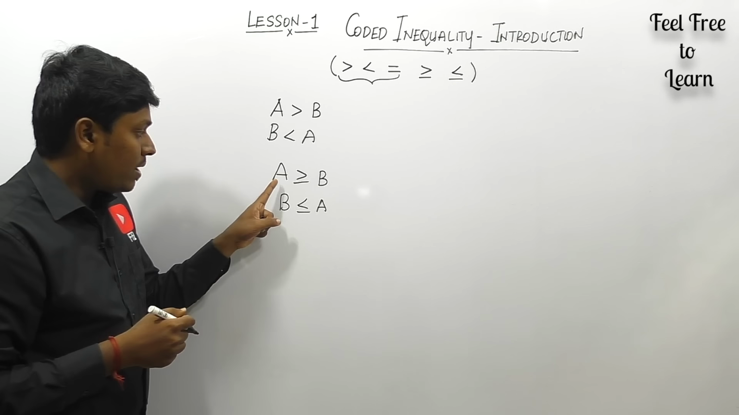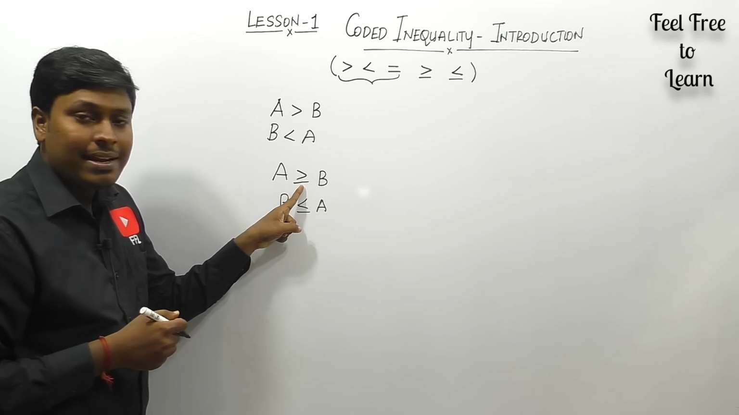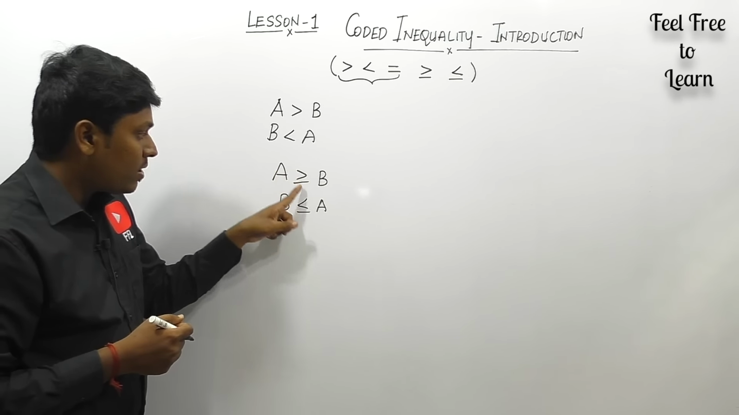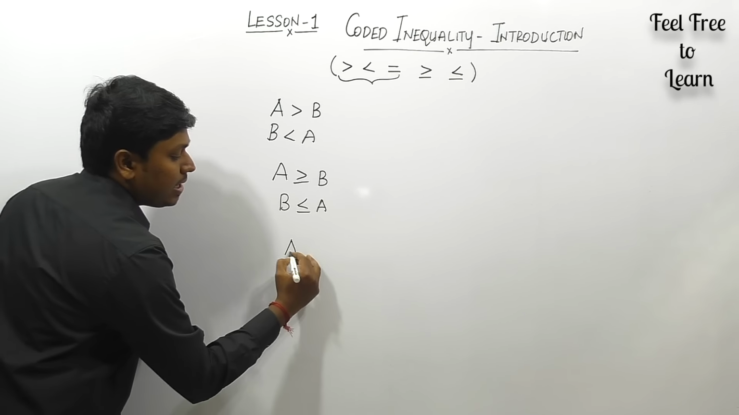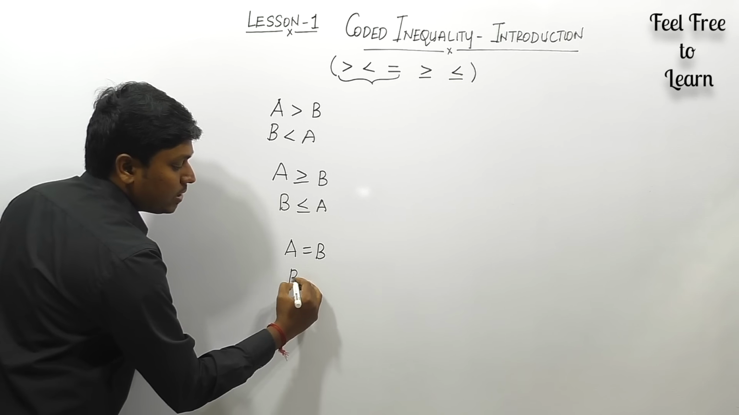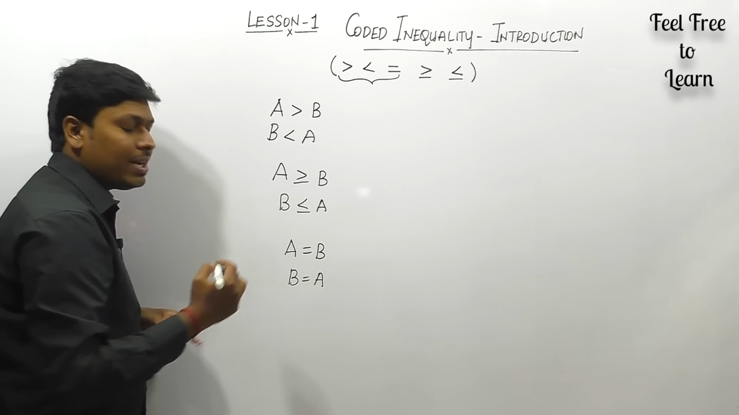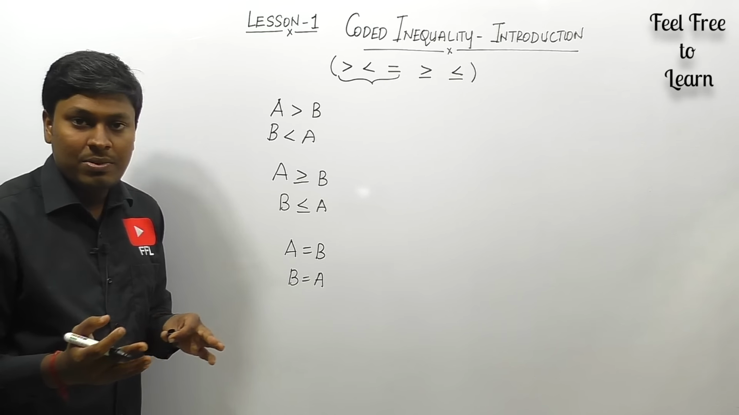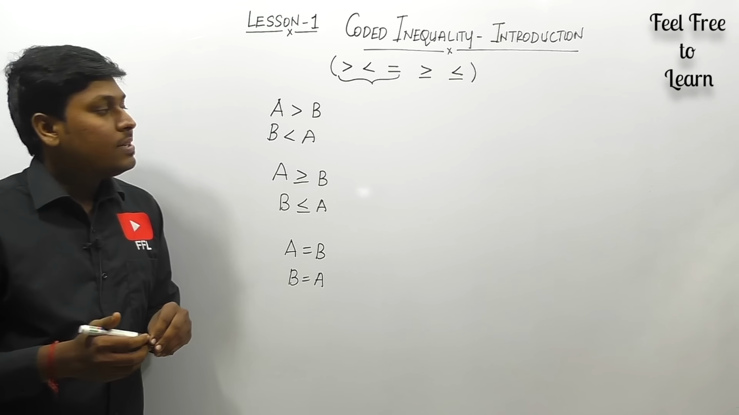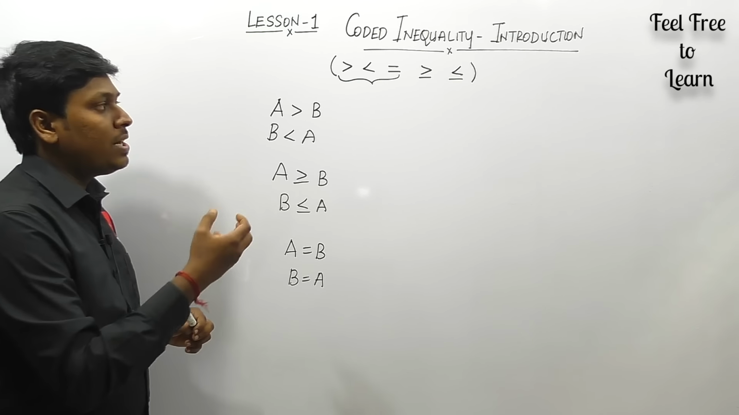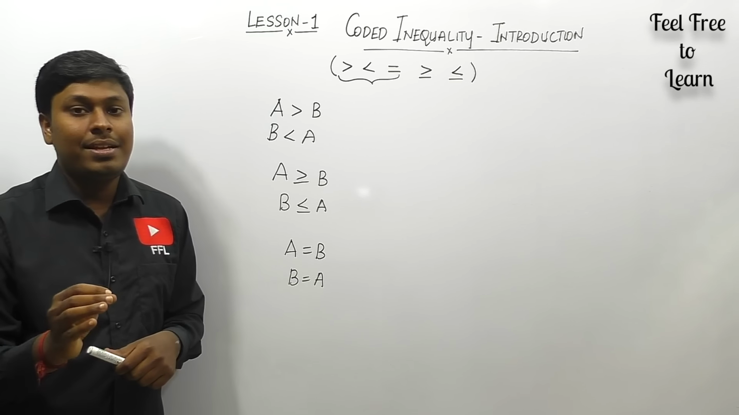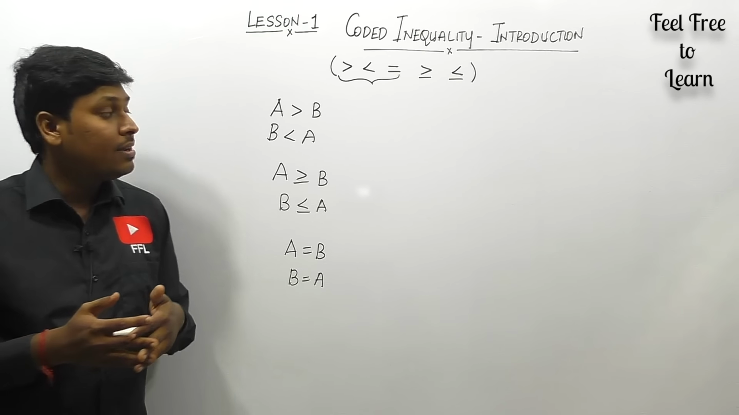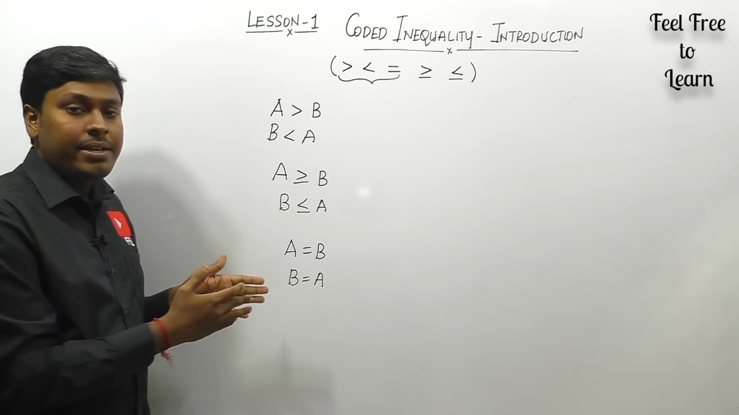Friends, got it? A greater than, and this line indicates equal to. So A greater than or equal to B, or B less than or equal to A. Similarly, A equal to B or B equal to A. So this topic is completely based on comparing 2 elements. If you need to solve coded inequality, first of all you need to be 100% strong on the basics, so don't forget to watch the complete introduction video.